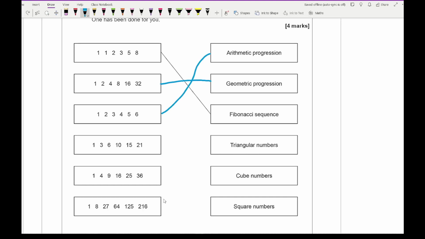For the next one, that is going to be triangle numbers. For 1, 4, 9, 16, 25, 36, they are square numbers. And 1, 8, 27, 64, 125, and 216, they are cube numbers.